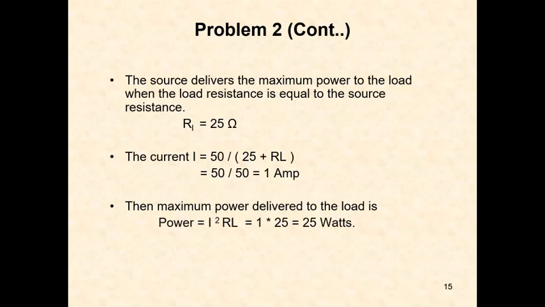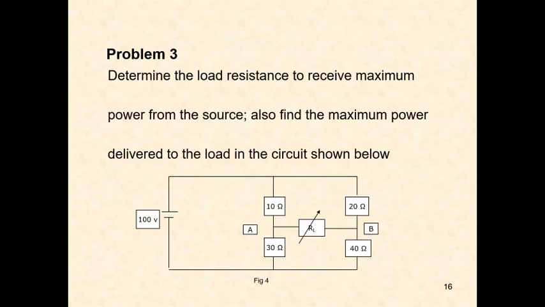I squared into RL is equal to 1 squared into 25, which is 25 watts. So take another problem. Determine the load resistance to receive maximum power from the source. Also, find the maximum power delivered to the load in the circuit shown below.